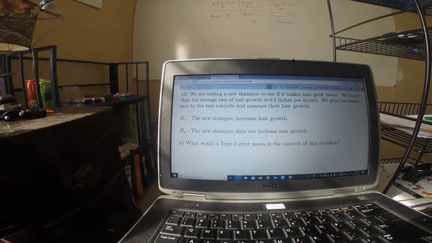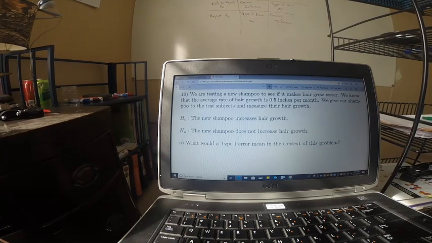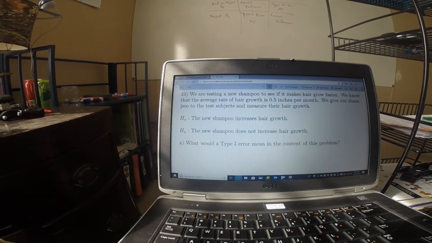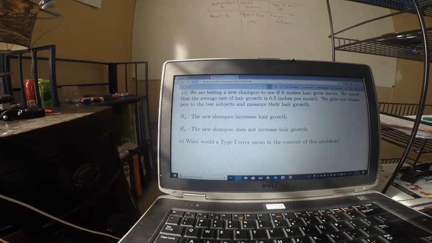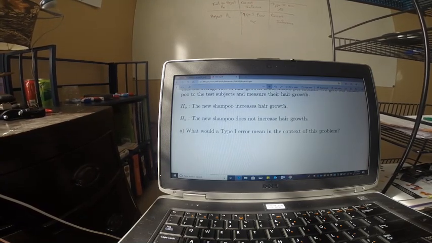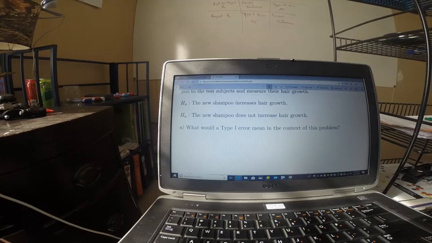It says we are testing a new shampoo to see if it makes hair grow faster. We know that the average rate of hair growth is 0.5 inches per month. We give our shampoo to the test subjects and measure their hair growth. The null hypothesis says the new shampoo increases hair growth. The alternative hypothesis says the new shampoo does not increase hair growth.